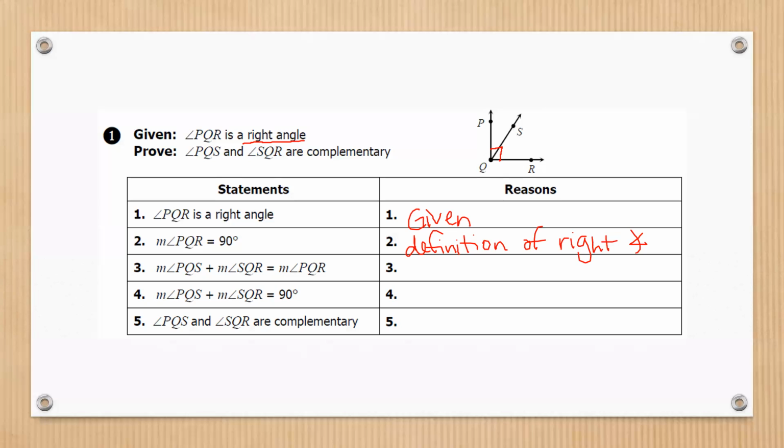Okay, next step says the measure of angle PQS plus the measure of angle SQR equals the measure of PQR. Whew, that's a lot of letters. Let's take it one piece at a time and just find those angles in the picture. Angle PQS, it's here. Remember, to find the angle, you follow the letters in order. So PQS is this angle right here. Then angle SQR. So you find S, you find Q, you find R. That's this angle here. It says that that equals the measure of angle PQR.